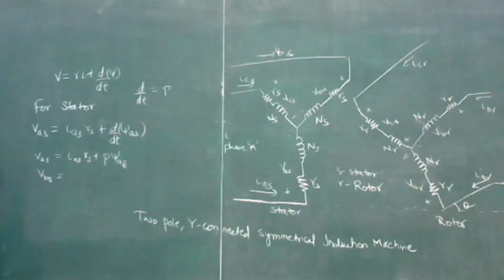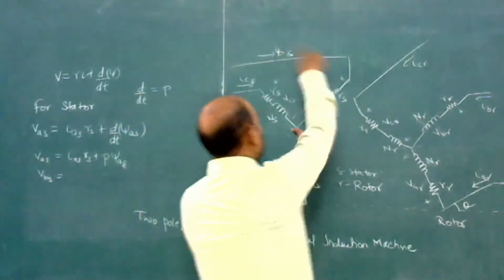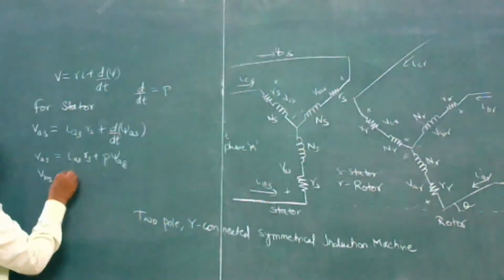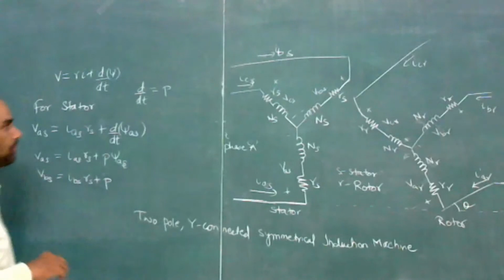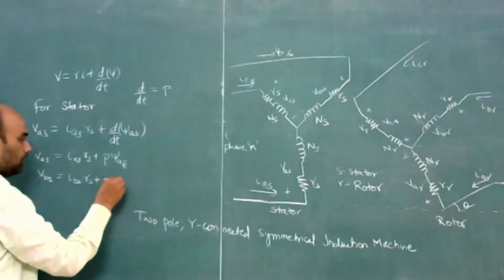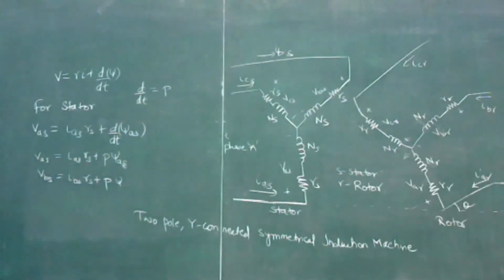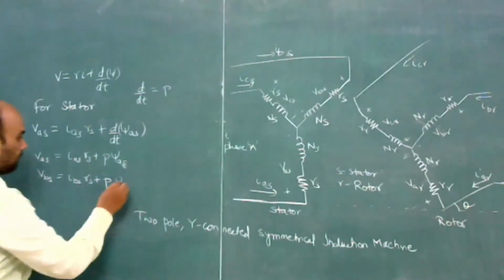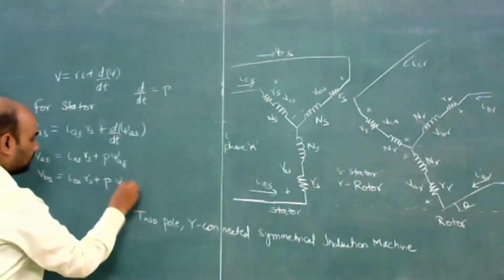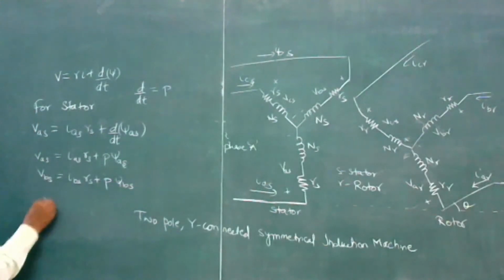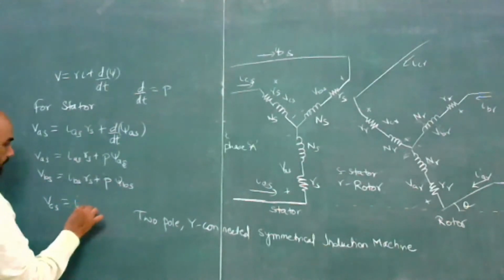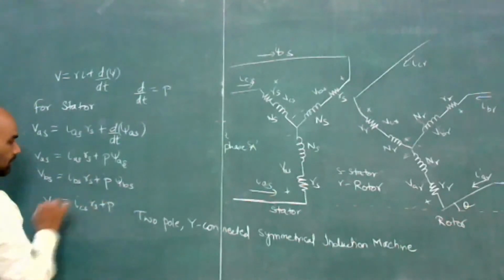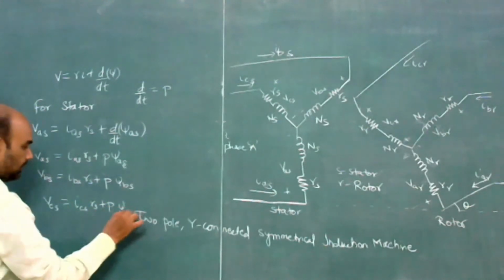For phase B, VBS will be equal to IBS into RS plus P times psi BS, the flux linkage in the stator winding of phase B. Similarly for phase C, VCS will be equal to ICS RS plus P psi CS.